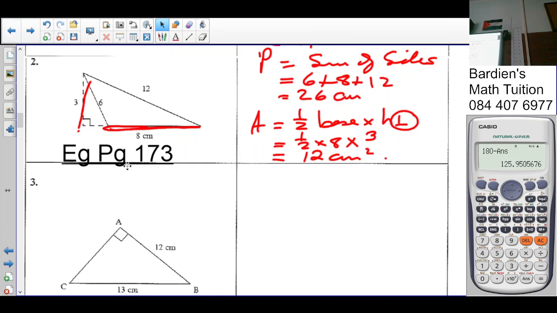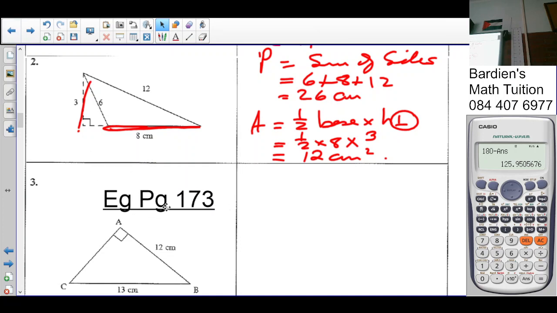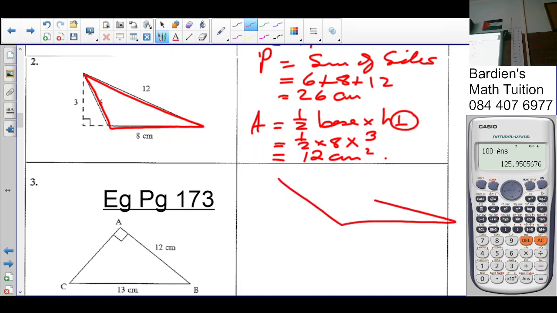Look at the next one. Yes? Why did I write 3 instead of 6? 6 instead of 3. Wait. Perimeter. You must remember the perimeter is the sum of the sides outside the figure. So you see from there to there to there. That figure is what you calculate. So if I must draw that figure here, that's what it will look like. 6, 12 and 8. That is the figure.